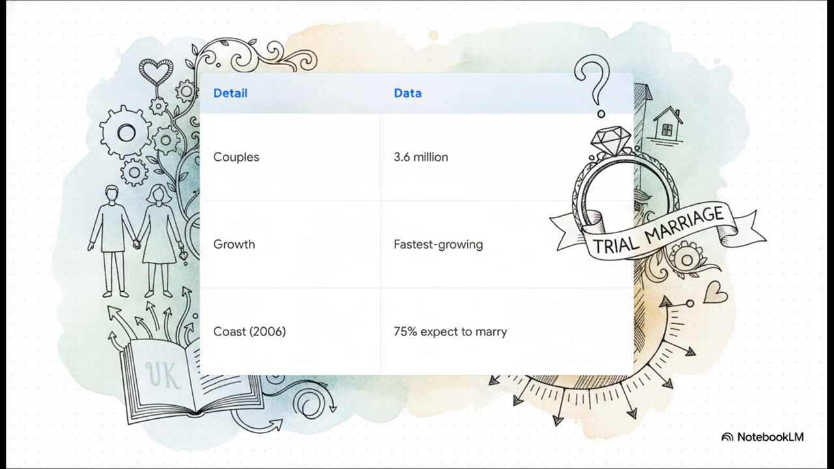But here is the real analytical so what. Why is it growing? Are people just totally rejecting marriage? Well, not necessarily. This is where you drop Coast's 2006 study, which found that 75% of cohabitant couples actually expect to marry each other eventually. It perfectly backs up Chester's idea that cohabitation is often just a trial marriage rather than some total abandonment of tradition.